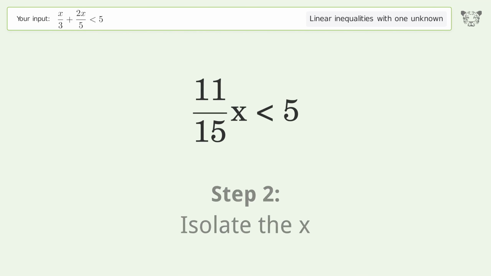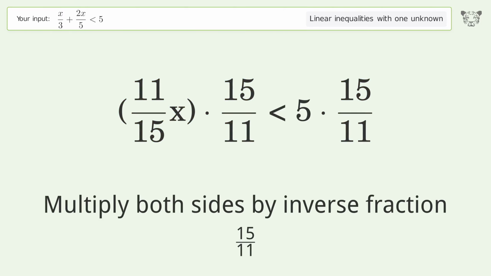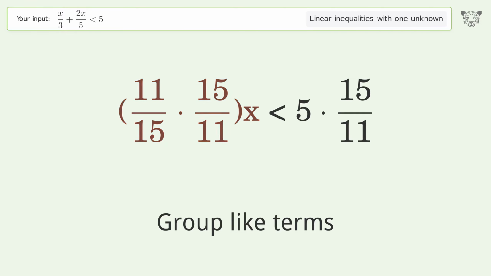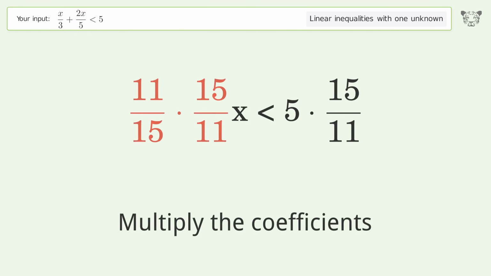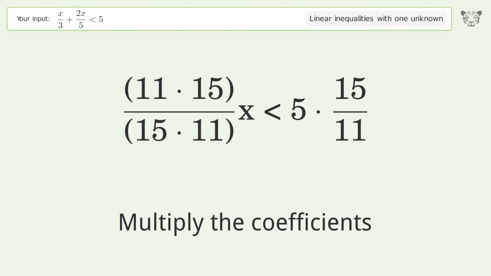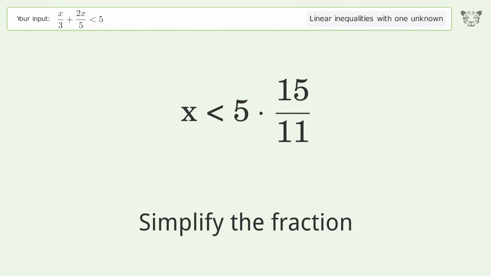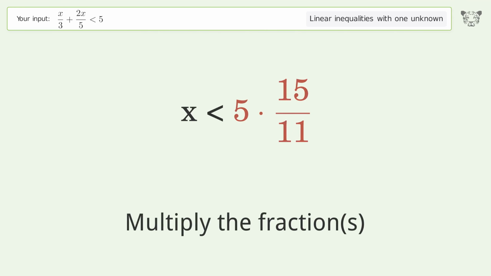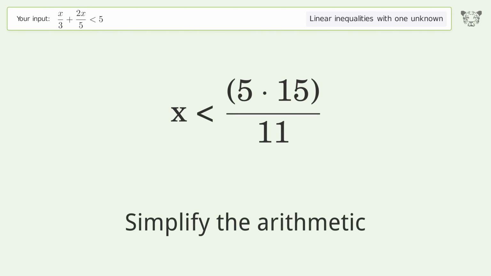Isolate the x. Multiply both sides by inverse fraction 15 over 11. Group like terms. Multiply the coefficients. Simplify the fraction. Multiply the fractions. Simplify the arithmetic.